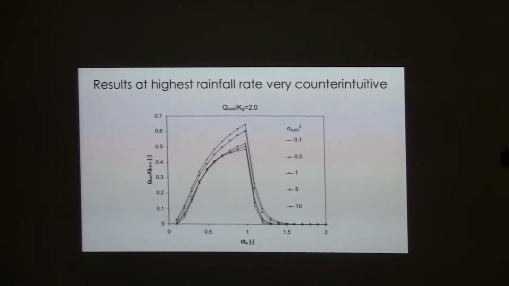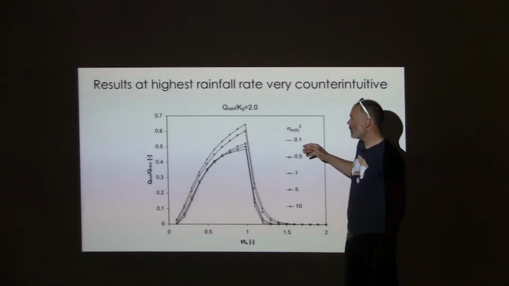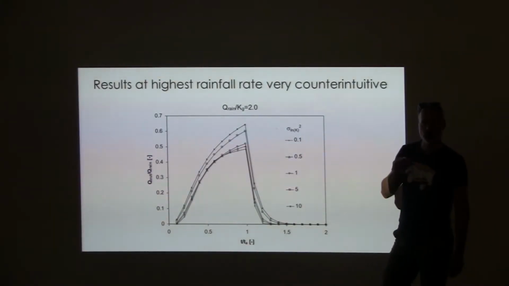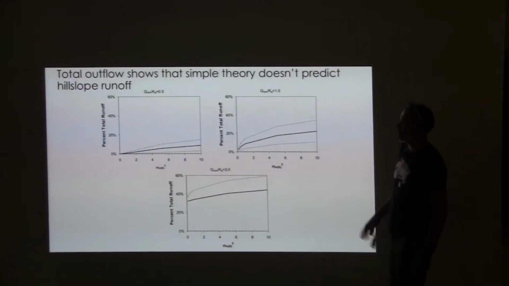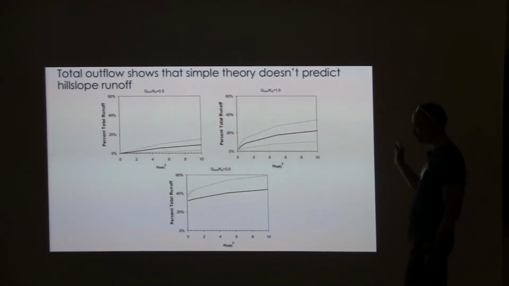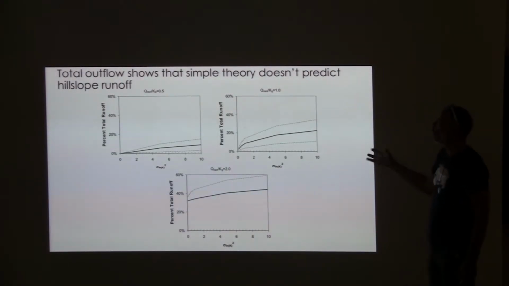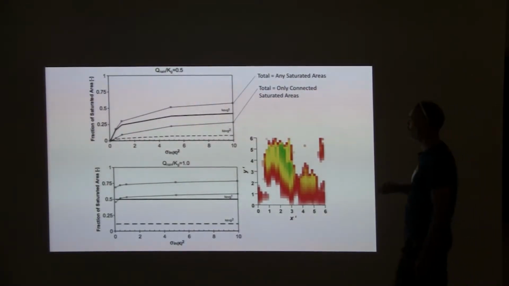And now we look at the QR over Kg of 2, and we see that it's flipped. We should be expecting least runoff from the largest variance, and we're getting the most runoff from the largest variance. So what's going on? We can look at this in total runoff as a function of variance of log K, but really it shows that our simple theory doesn't work.